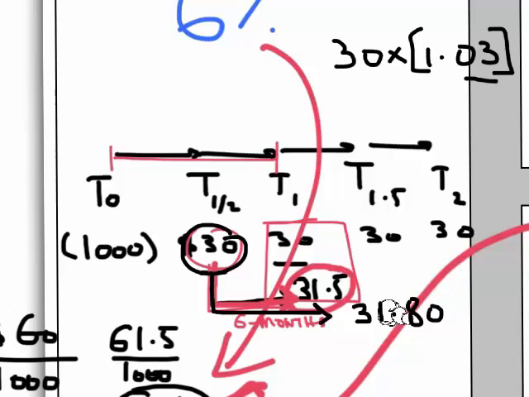Basically, this is compounding. This is the future value. To calculate future value, you multiply the present value with 1 plus r. Present value into 1 plus r, not plus.